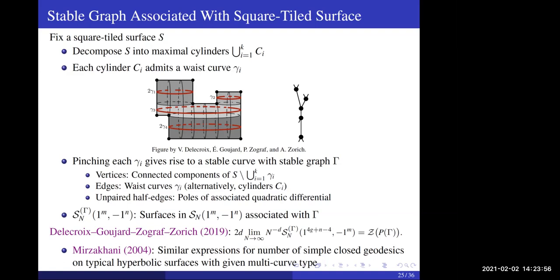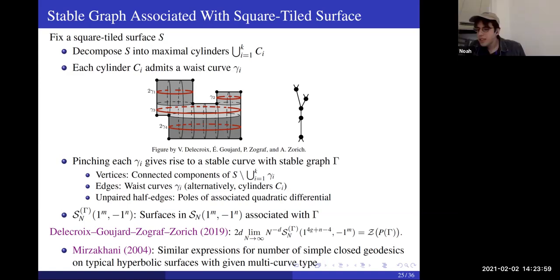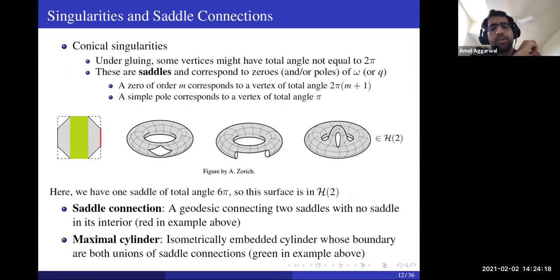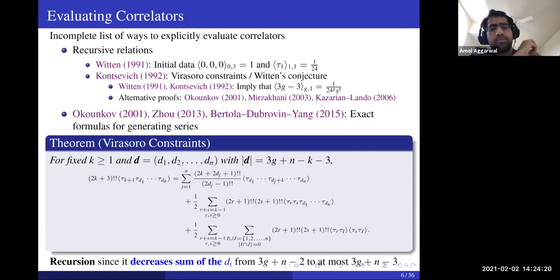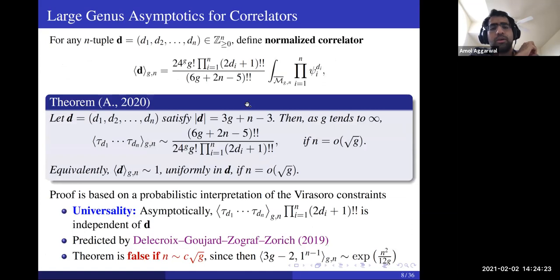More questions? Is there some geometric way to think about this condition that n is O of root g? I don't know. So you're talking about this one, right? Yeah. I can't think of one offhand. I have to admit, it arises in sort of an unnatural way. It might even be removable.